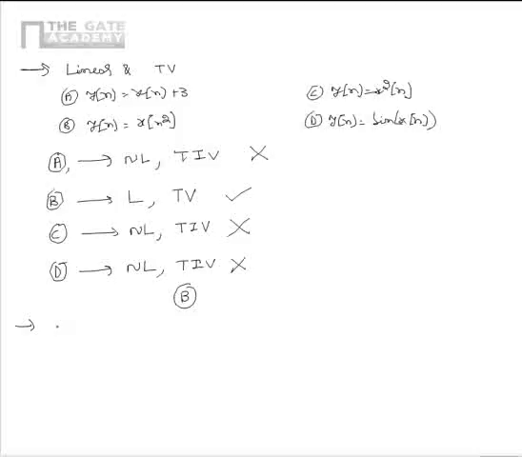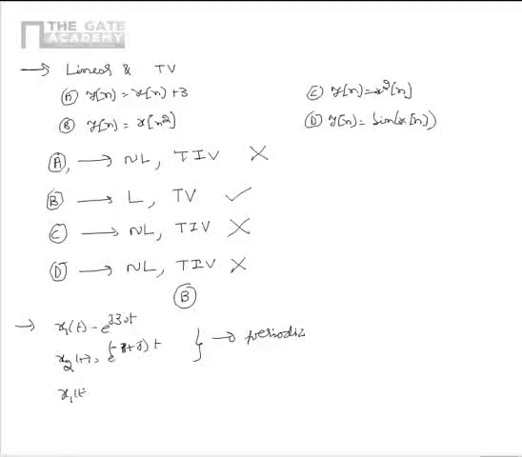Now, in the next problem, there are two signals given. They are x1 of t is equal to e power j 30t and x2 of t is equal to e power minus 3 plus j, whole multiplied by t. We have to find which of these signals are periodic. The signals given are x1 of t is equal to e power j 30t and x2 of t is equal to e power minus 3 plus j, whole multiplied by t.